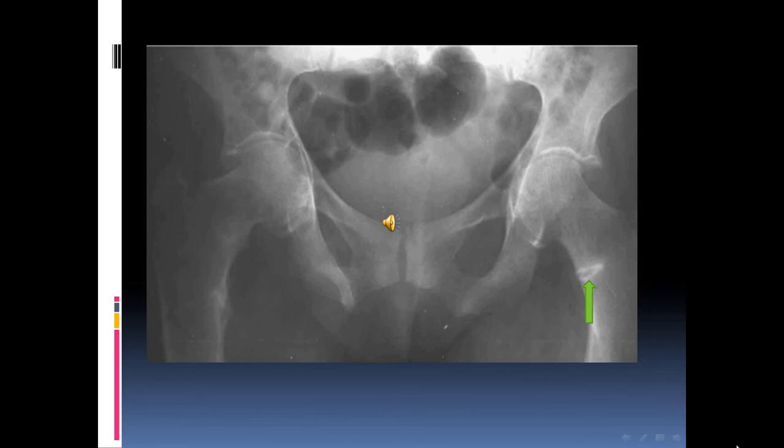We have a plain X-ray of the pelvis. We can see that the left neck of the femur is abnormal because there is a thin lucent area surrounded by an area of sclerosis. This represents the site of the Looser zone, which is seen in a patient with osteomalacia after receiving treatment.